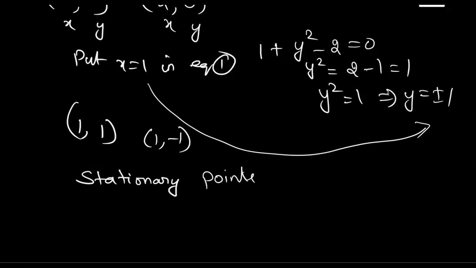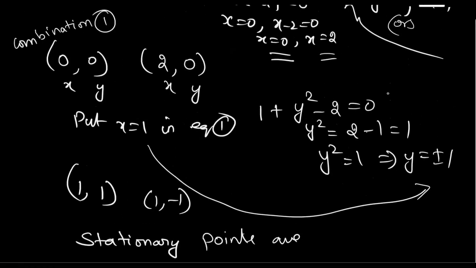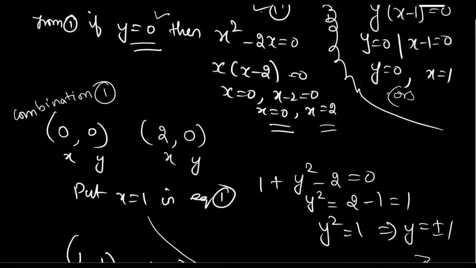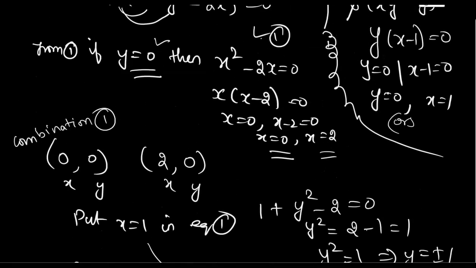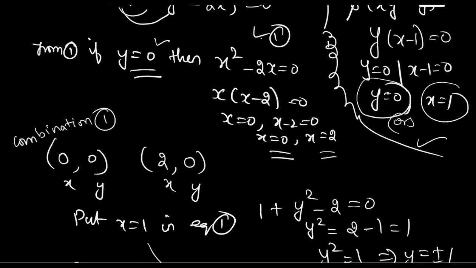Stationary points are, let me explain. Be careful when you are taking the stationary points. We've got two equations, correct? From the second equation or from the first equation, it's our wish. Here it is easy for me to solve from the second equation. So from the second equation, I have taken y is equal to 0, x is equal to 1. If I put y is equal to 0 in equation 1, I am getting x as 0 and x as 2. So we are going to write two combinations, (0, 0) and (2, 0).